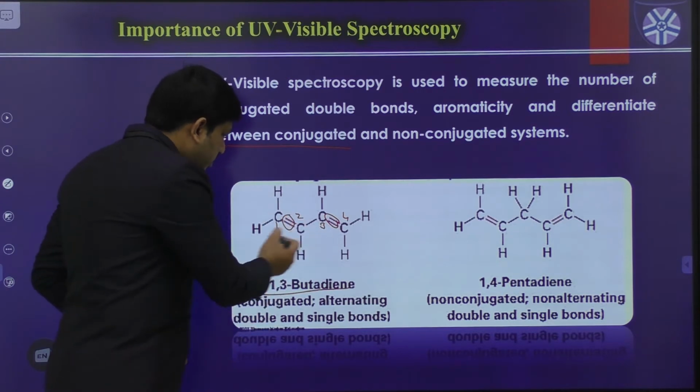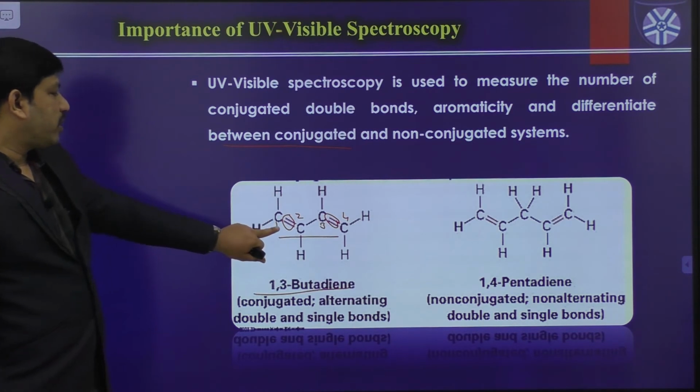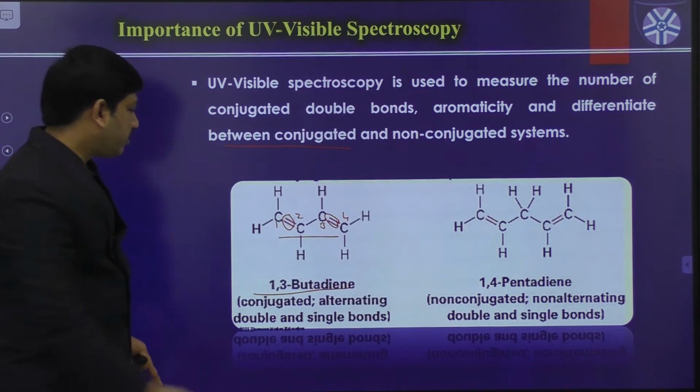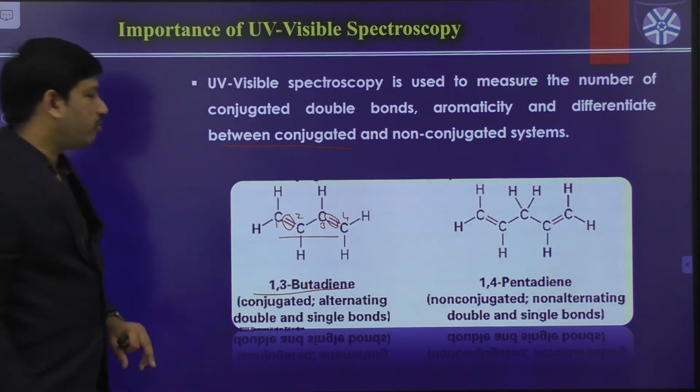In this case we have alternating double bonds. First carbon having a double bond, second carbon a single bond, and third carbon again we have a double bond like this. That means this is one of the conjugated systems because this molecule contains alternating double bonds.